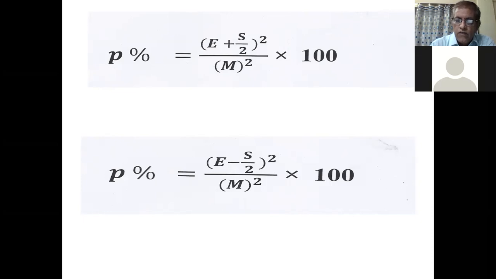Why? Because it is E plus S by 2 in the formula, whereas in concurrent feed it is E minus S by 2. It means we will be able to extract more noil, more short fibers, in case of counter feed. It means it is better, because our aim is to remove the short fibers. So for higher noil percentage, we should use counter feed. And if we want only upgrading of the material, we should use concurrent feed.